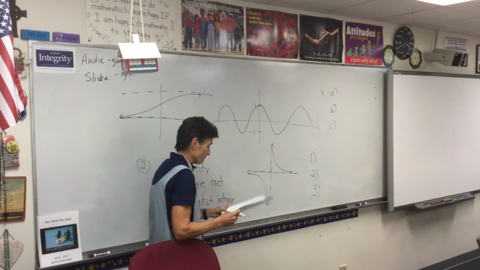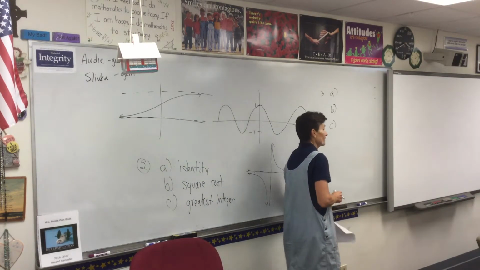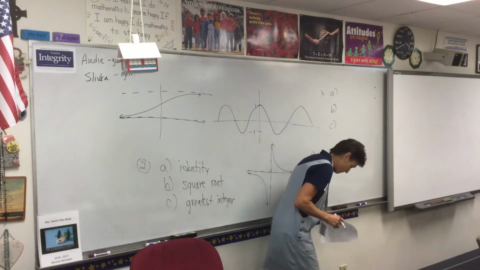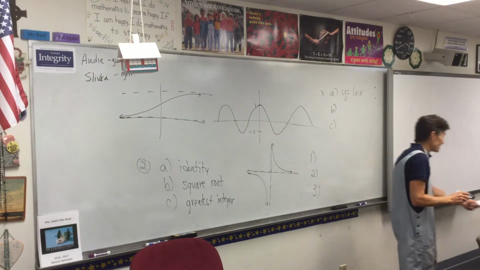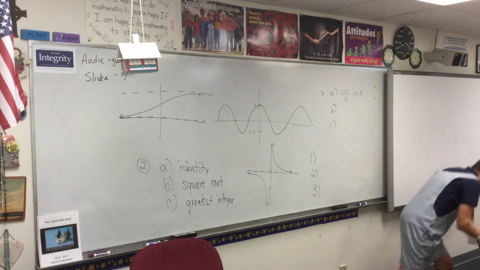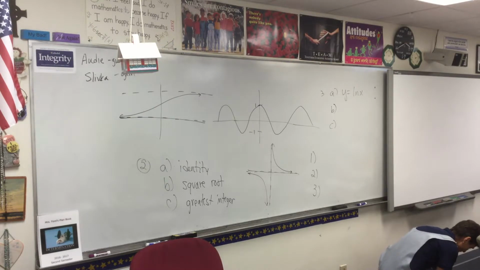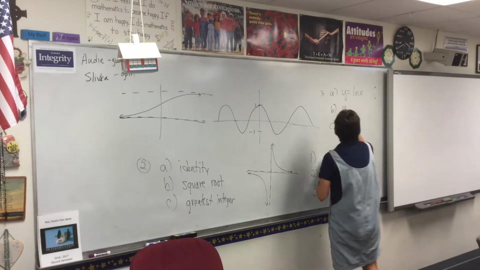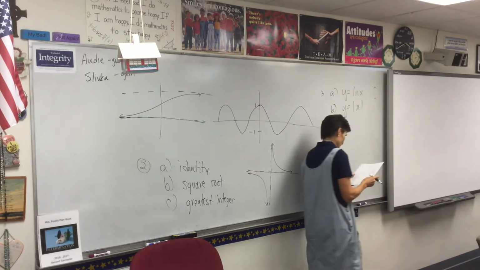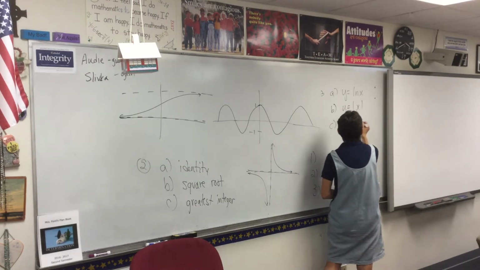Okay, number 3. Write the equation of the indicated function. All right, what have we got there in 3A? Y equals ln x. That is the natural logarithmic function. Okay, what's the next one? Y equals absolute value of x. And the last one? Y equals x cubed. Very good.